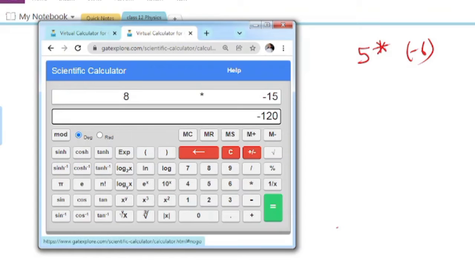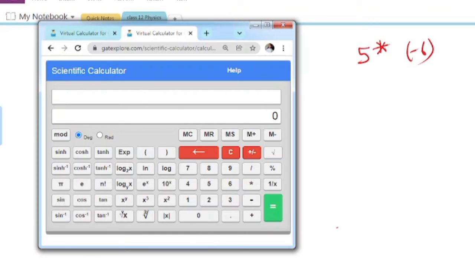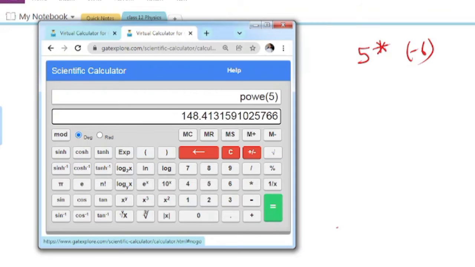If you want to use some other keys, I will explain all the keys, all trigonometric keys, or logarithm keys. 10 powers, exponential is left. If you want to find out e power 5, then what you have to do, you have to put 5 here and use this key, e power x. You get the value here. Okay.